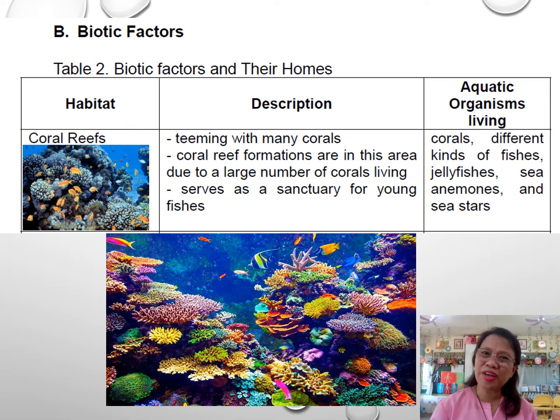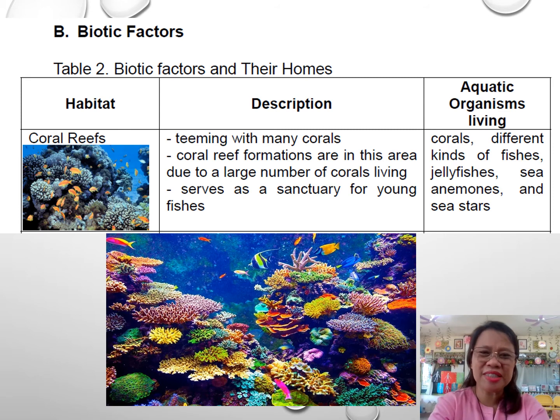Okay, so we are finished with the abiotic factors in the estuary. Now, we also have the biotic factors, the living organisms. So, kung naay non-living factors in the estuary, there are also what we call the biotic factors or the living things. And of course, their homes.